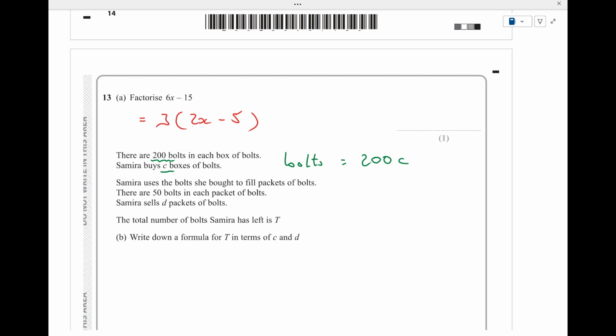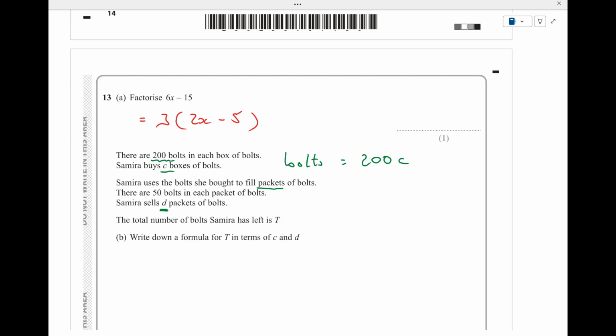She uses the bolts she bought to fill packets of bolts. Oh, okay. She buys C boxes, 200 in each, and now she's filling packets. There are 50 bolts in each packet of bolts. Samira sells D packets of bolts. Well, she starts with 200C, right? Okay. And she sells D packets of bolts.